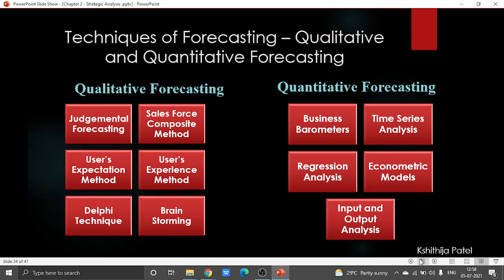Then we have business parameters, time series analysis, regression analysis, economic model and input output analysis that we have considered. So these are quite a few methods of business forecasting.